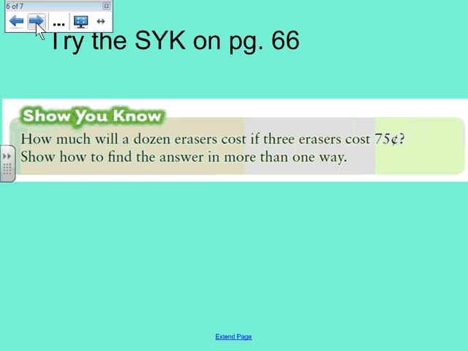This is the Show Your Knowledge on page 66, which will be due before we give you the next homework. How much will a dozen erasers cost if 3 erasers cost 75 cents? Show how to find the answer in more than one way. So you have to use both unit rate and proportional reasoning to find the answer. Show us both ways.